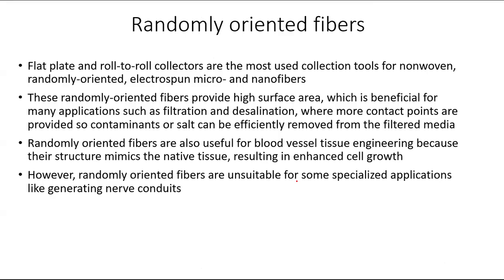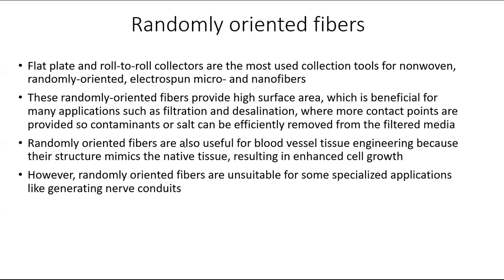So randomly oriented fibers, so flat plate, or there are certain collectors which basically govern the random orientation. These randomly oriented fibers provide high surface area compared to the others, and also have very good porosity. Therefore they can be used in filtration. If you talk about the 3M mask, the 3M mask has a randomly oriented nanofiber mesh, and it has the necessary porosity in order to filter even the viruses.